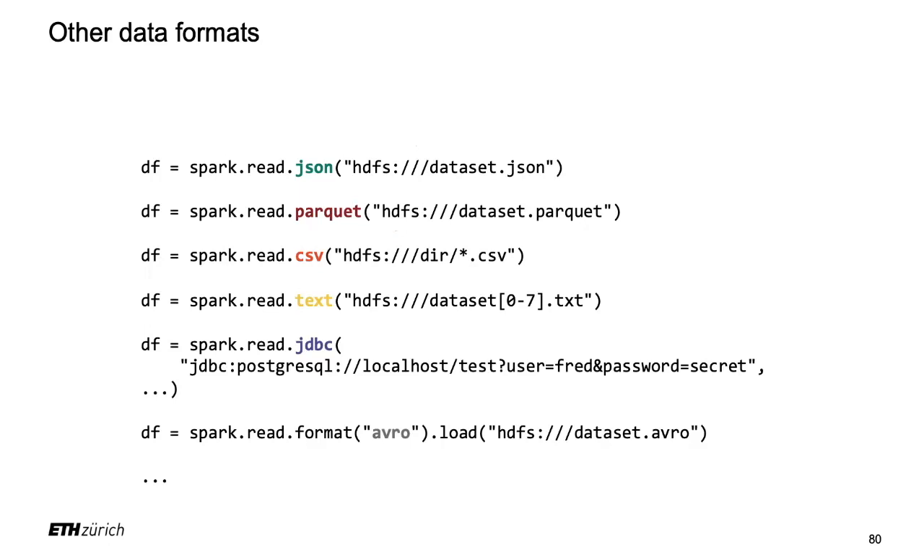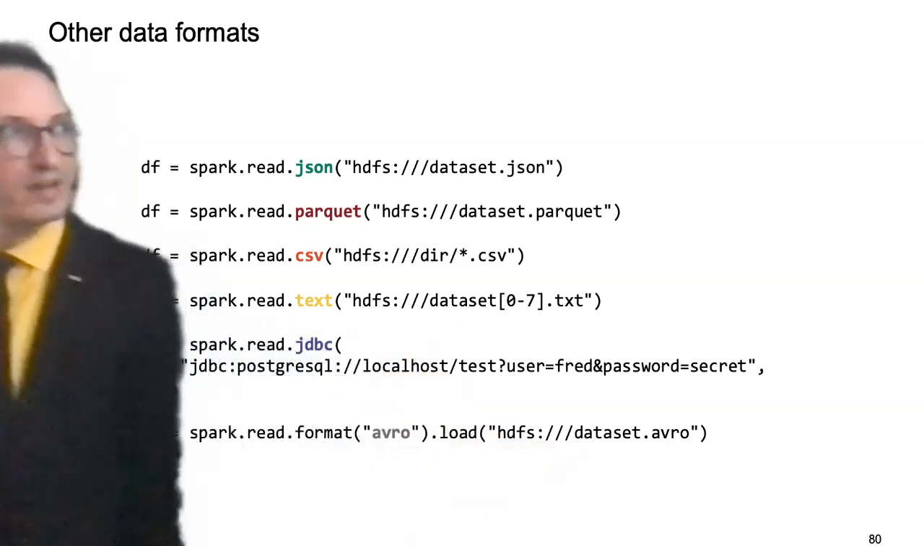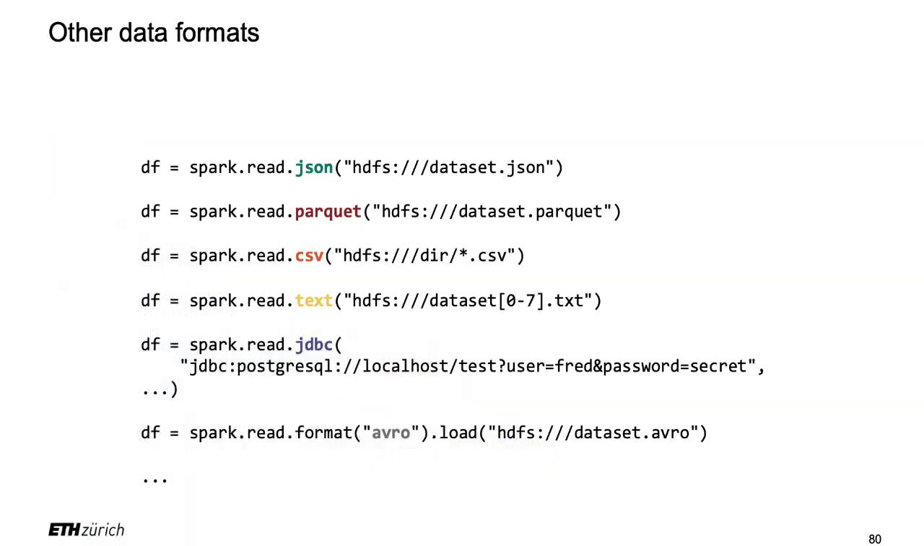Now the data formats, it's super easy. Just say Spark read JSON, Spark read Parquet, Spark read CSV, Spark read text, JDBC for connecting to PostgreSQL or a relational database. And for other formats, it's actually a plugin system that anybody can add new formats to. The generic way is to just specify the format with the format function, Avro or whatever, then load the data set. So you see, in one line, you can load any data set and you get a data frame out of that. And then you can write Spark SQL and then collect the results.